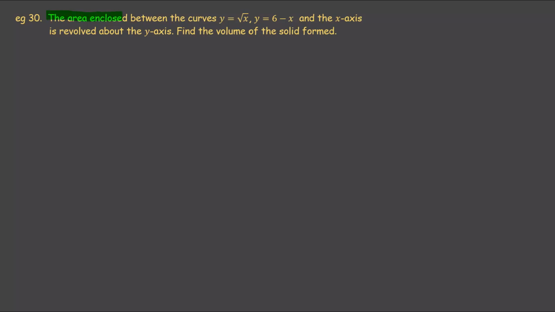The area enclosed between the curves y equals root x, y equals 6 minus x, which is actually a line, and the x-axis is revolved about the y-axis. Find the volume of the solid formed.